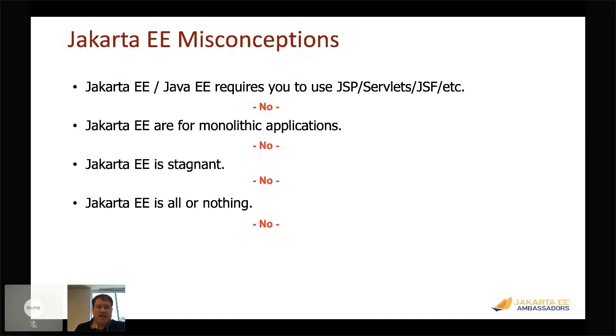Jakarta EE is stagnant. That's definitely not the case. It is moving forward. There was a slow year with the transition from Oracle to the Eclipse Foundation, but that's been completed, and that was a major hurdle that required a heavy investment from Oracle and Oracle's legal group to pull off. Many other technologies would just be put out to die if they were not valuable, and that was not the case with Jakarta EE. A heavy investment was made to get it donated to the Eclipse Foundation to push it forward.